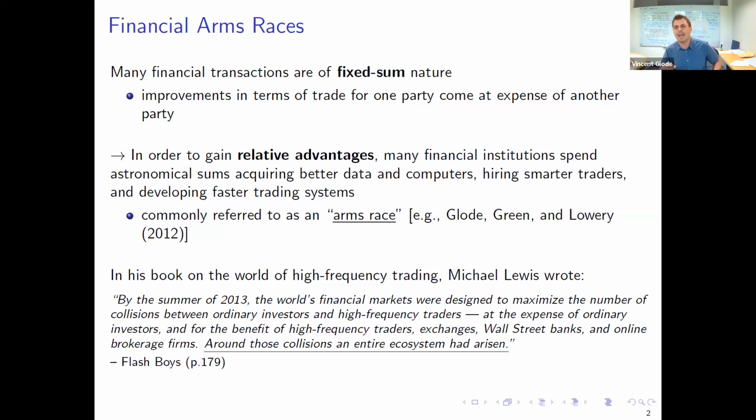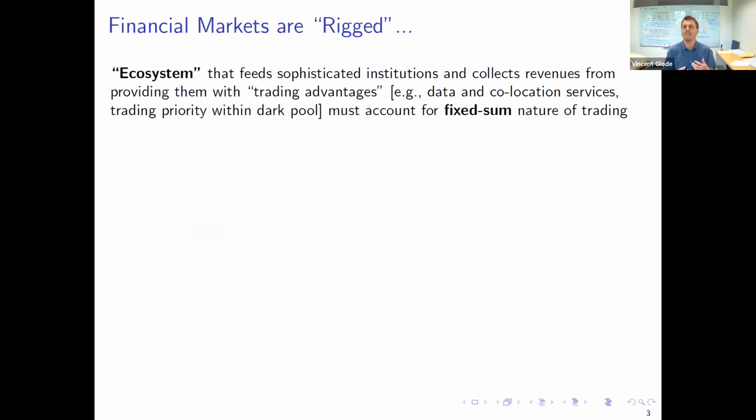So our paper is about that ecosystem, the ecosystem that feeds some traders with trading advantages that can be used against other traders, right? So you can think of advantages such as better data, co-location services, trading priority within a trading pool or dark pool. These trading advantages make a subset of traders better off at the expense of others. Now, if you're that ecosystem who collects revenues from providing that trading advantage, you need to account for the fixed sum nature of trading, right?